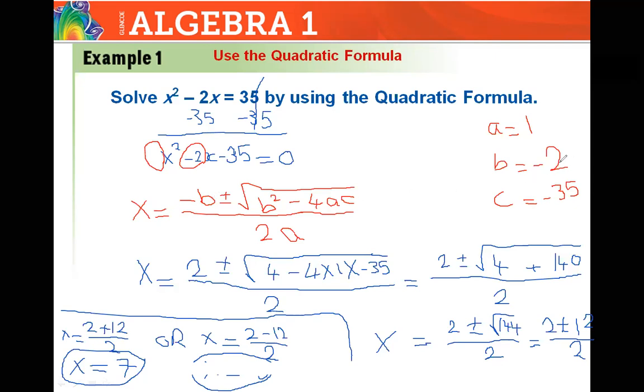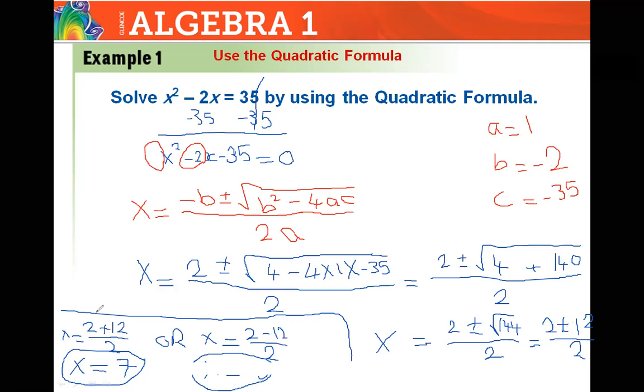Negative b, the value of b is negative 2. Negative 2 equals positive 2, positive or negative. b power 2 means negative 2 times negative 2, it will be 4. Negative 4 as it is, multiplied by the value of a, multiplied by the value of c. Calculate. After calculation, we get that x equals 2 plus or minus 12 over 2.